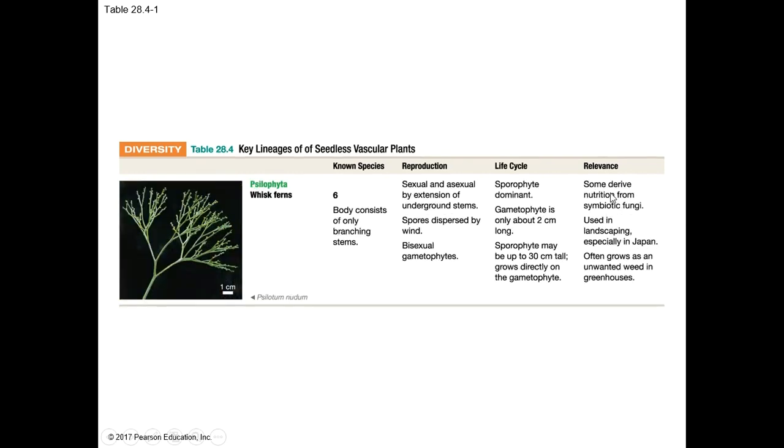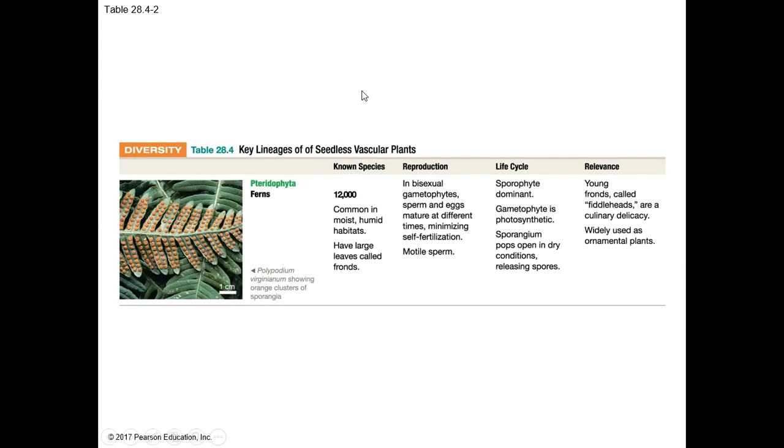Whisk ferns. There are only about 6 species left, and they're all tropical. Maybe you haven't seen these actually. But you want to recognize what these look like. They gain nutrients from fungi, and they are seen sometimes in landscaping. I was thinking of something else. Unless any of you are from Japan, you've probably never seen these, but I feel like I have seen them around.